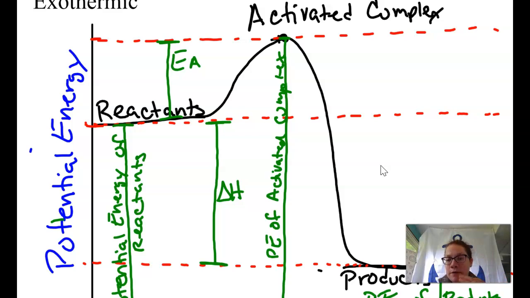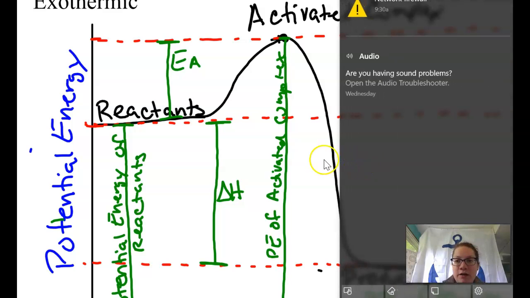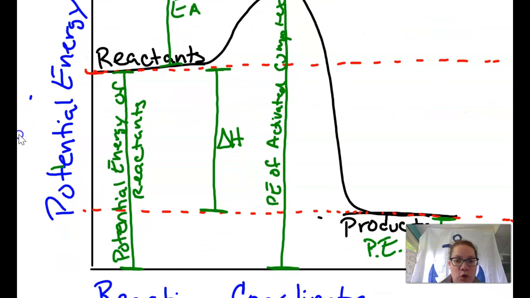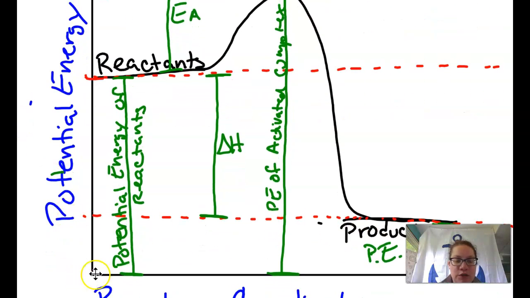Now let's talk about these bars I have in green. Those bars I have in green represent different amounts of energies. The y-axis is the energy axis, and the x-axis is the time axis. So we're talking about how the energy changes over time. So I just have the 3 points all the way down to the x-axis.